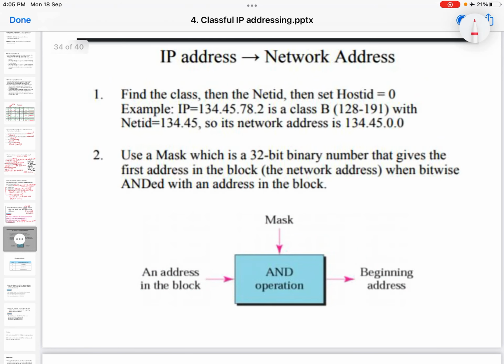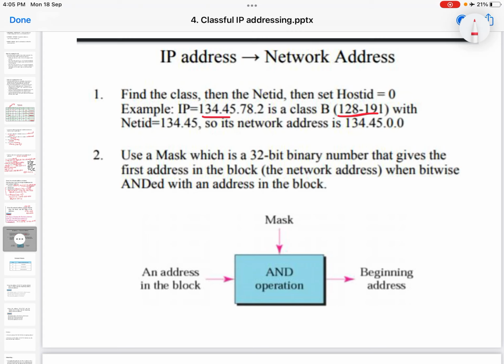IP address to network address. Find the class, then the net ID, then set the host ID equal to 0. Example, IP is given: 134.45.78.2 is a class B. Why? Because it lies in the range of 128 to 191. The net ID is the first 16 bits, that is 134.45.